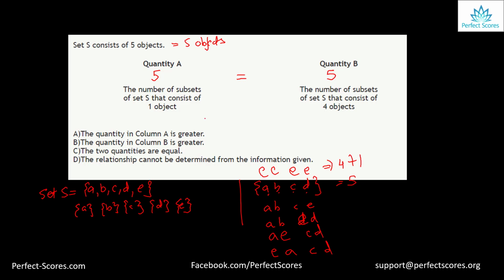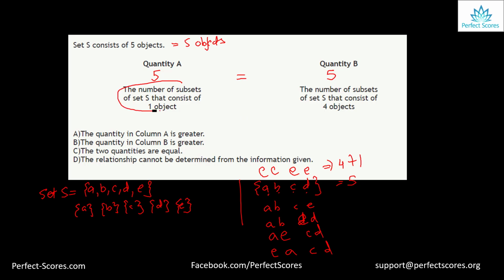Now that's one way of solving this. If you don't want to use any mathematics and you just want to compute the answer, you have 5 different subsets here, and here, and here. Another way of solving this problem is that it would be equivalent.